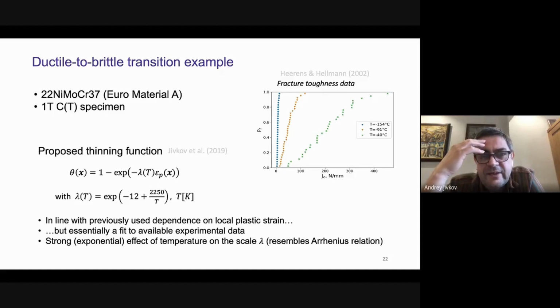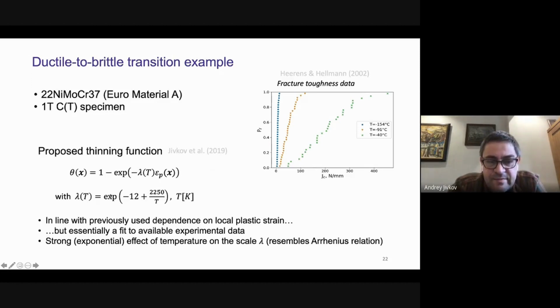This is the ductile-to-brittle transition example that I wanted to show. If you remember on one of the first slides, I showed this temperature dependence of the fracture toughness of these particular materials, of ferritic steels, and that temperature dependence is called a ductile-to-brittle transition. So here we proposed a very particular thinning function, where the parameter lambda is temperature dependent, and epsilon p stays. So we use the same thinning function as before, but we make the lambda parameter temperature dependent. And we managed to find a particularly good fit. Of course, this is in line with our previous developments, but it is essentially fit to what we have as experimental data, which is shown on this graph.